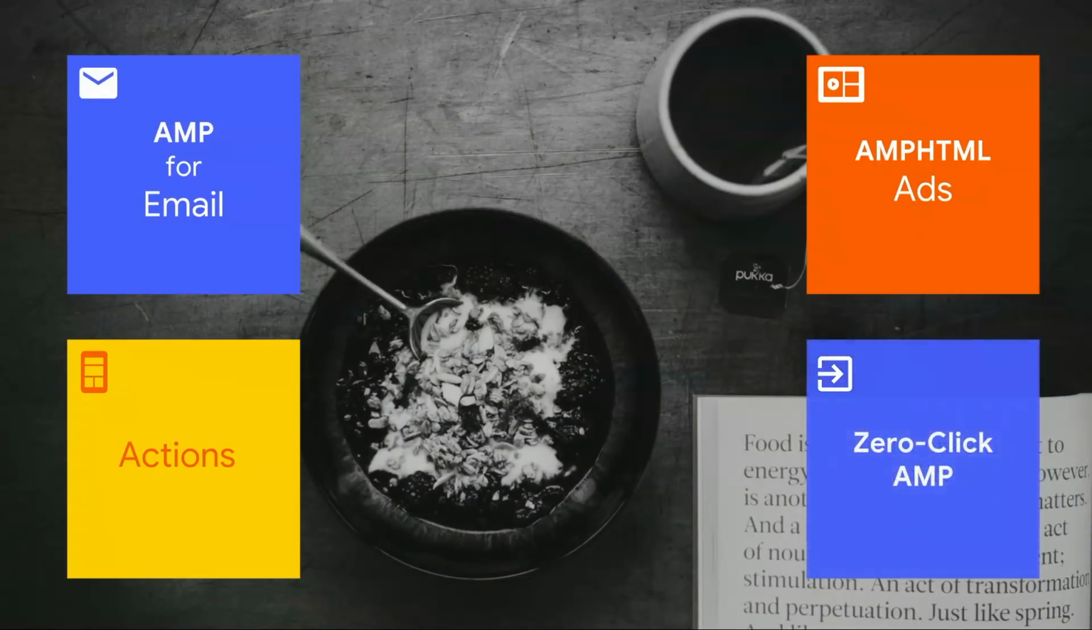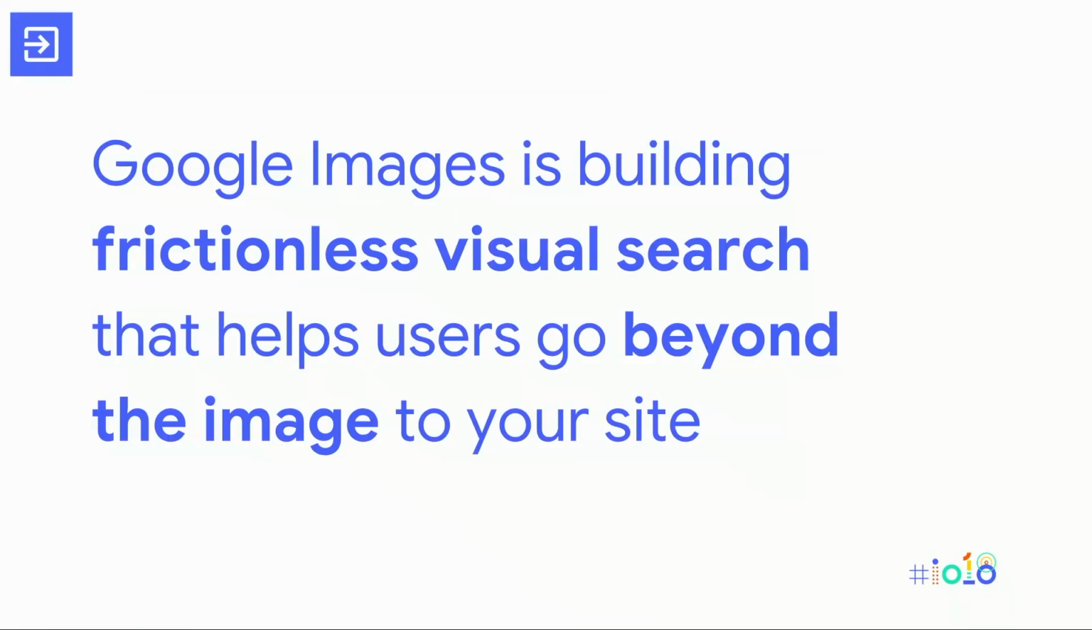All right, folks, the last product I want to talk to you about is how AMP is enabling some powerful new features we're calling zero-click experiences, which means that if a developer has pretty good confidence on the thing that the user is going to click next, why not have it ready even before they ask for it? So let's look at one such example. Google Images is building frictionless visual search that helps users go beyond the image to your site.